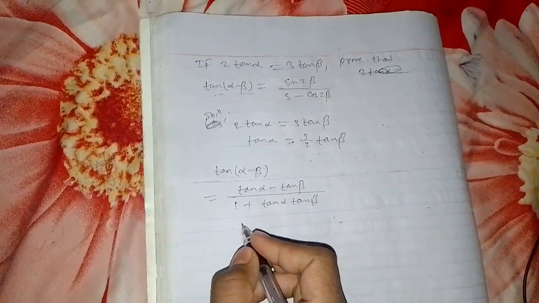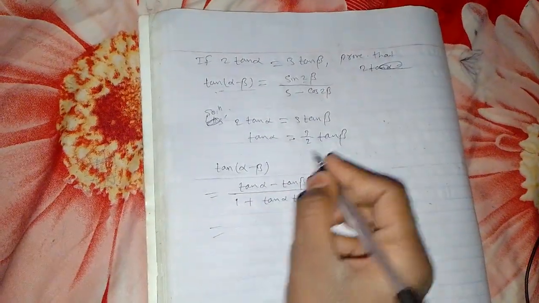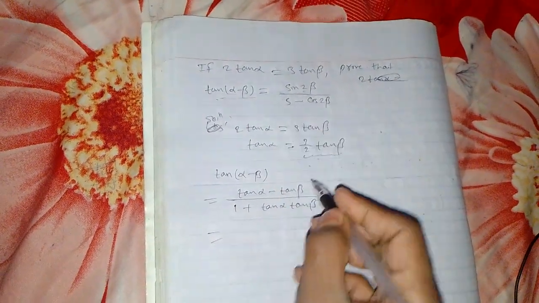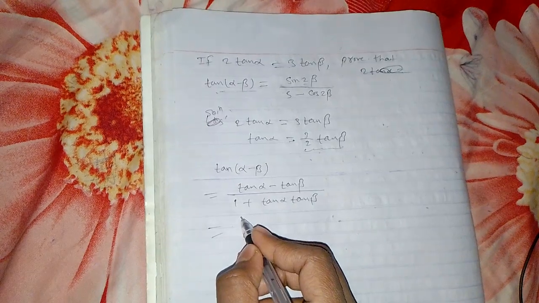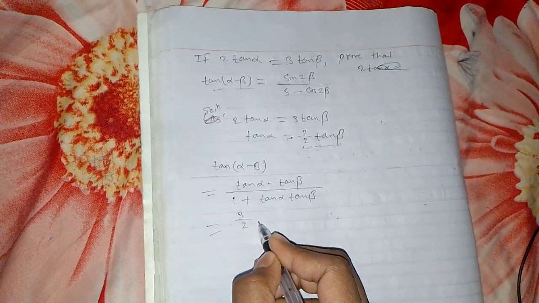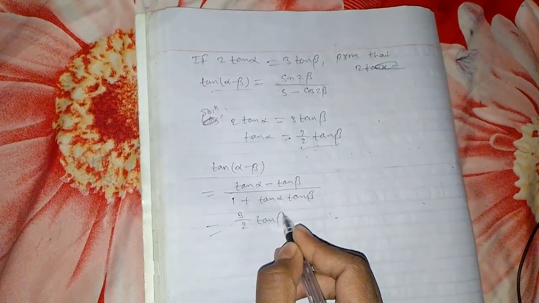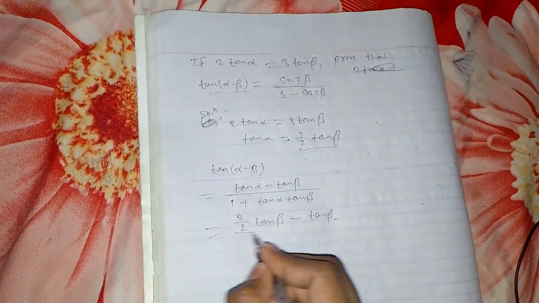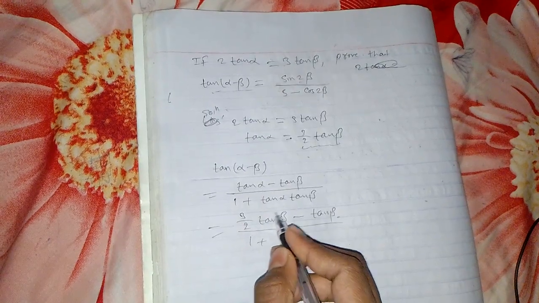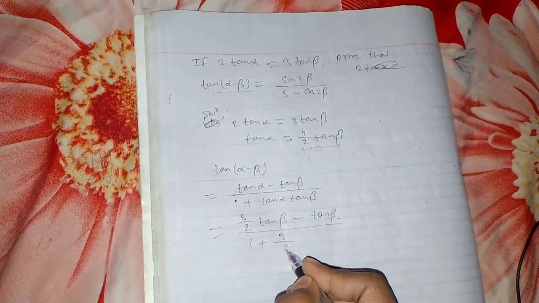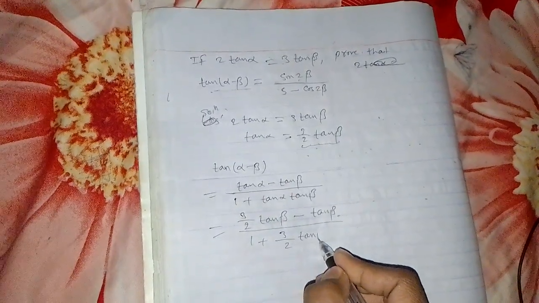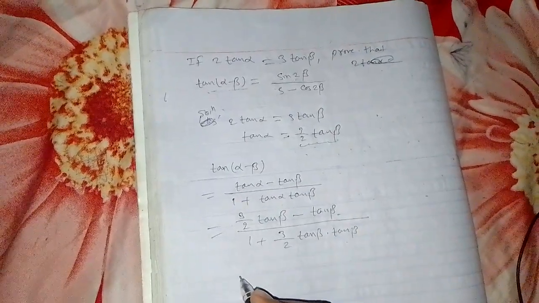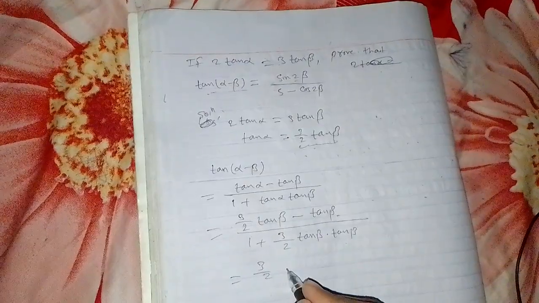So it becomes this, and we have to replace tan alpha now because we want this in terms of beta only. So tan alpha should be replaced by 3 over 2 tan beta, minus tan beta, we don't want to do anything with tan beta, divided by 1 plus 3 over 2 tan beta times tan beta. So this becomes 3 over 2.